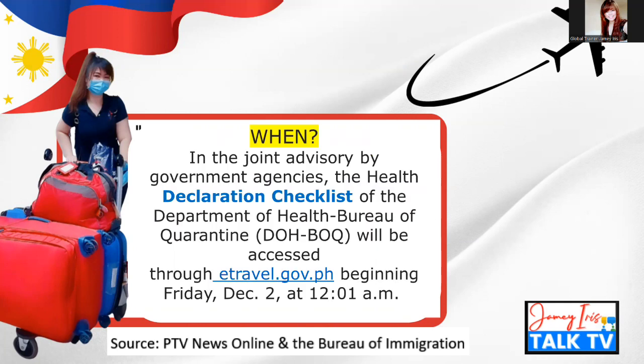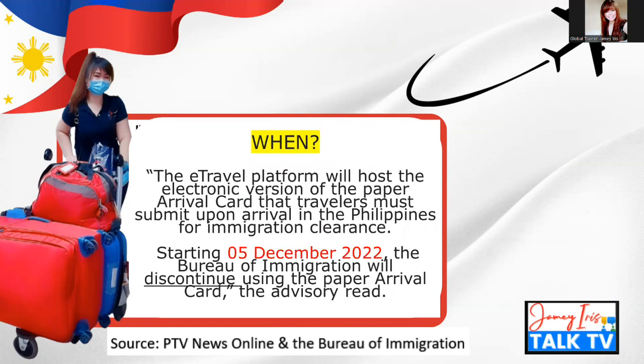The question is when? When do you need to start completing this? Just like what was mentioned earlier, now this is a joint advisory by the government agencies. The health declaration checklist of the DOH and BOQ, or Department of Health and Bureau of Quarantine, now can be accessed through the website I mentioned to you. That's etravel.gov.ph beginning Friday, December 2, at 12:01 a.m. So that was yesterday, early morning.